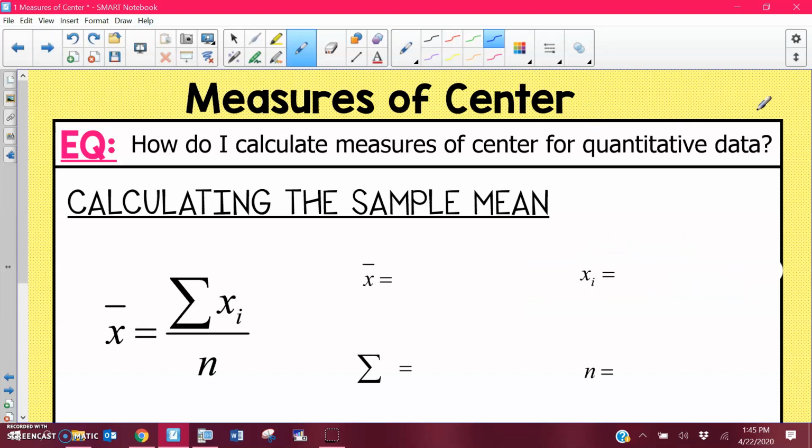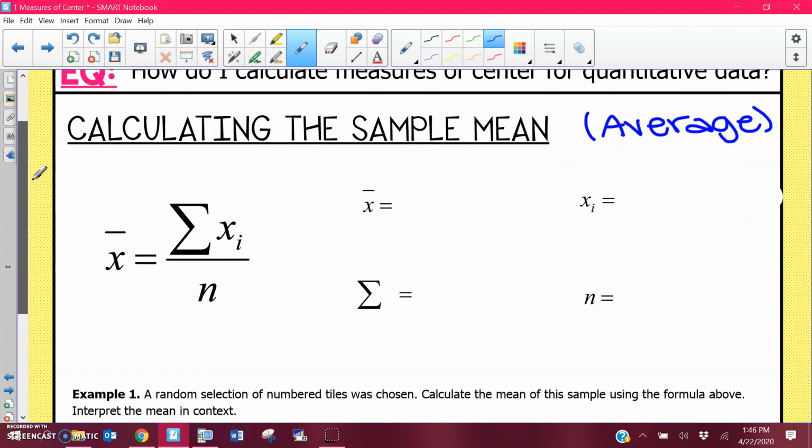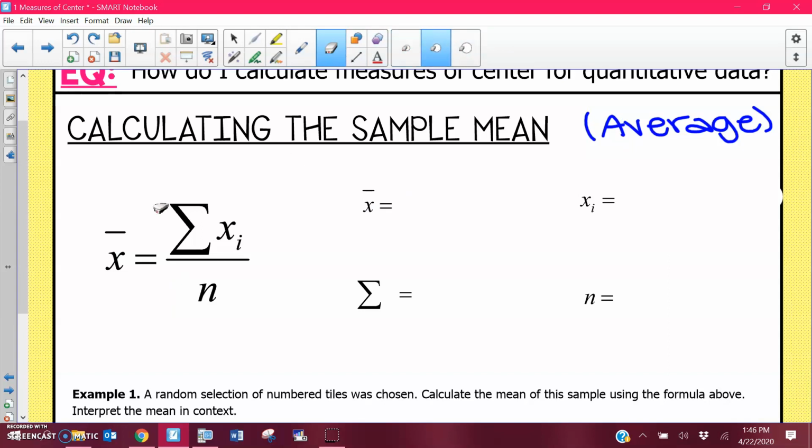Okay, so the first thing, the sample mean. We're going to calculate the sample mean. Remember, the mean is just the average of something. So in order to find the average, you add up all of the observations, and then you divide by the number of observations. And that's all that this formula is saying. It's just saying add up all the numbers, divide by the number of numbers. So let's talk about what all of these little pieces mean.